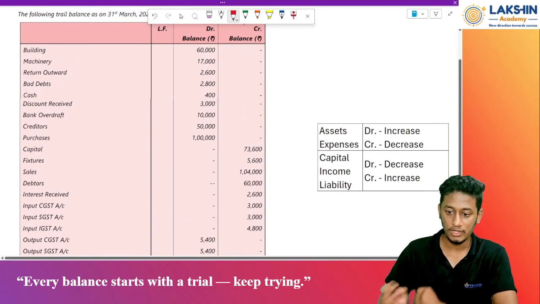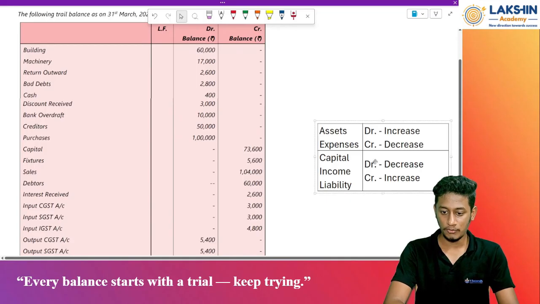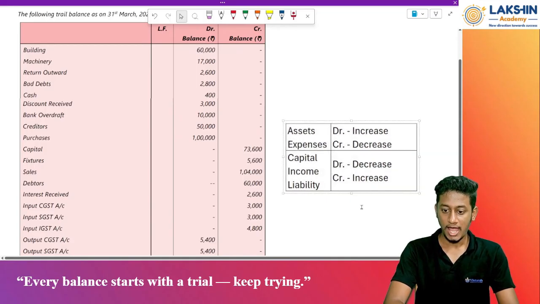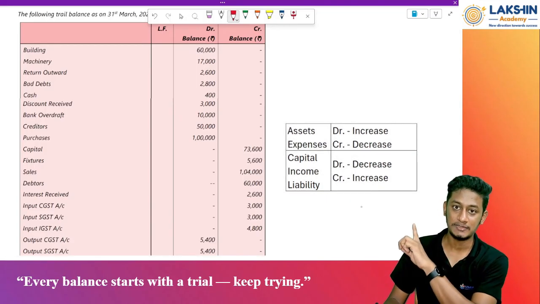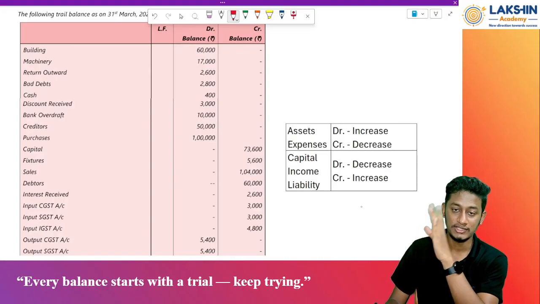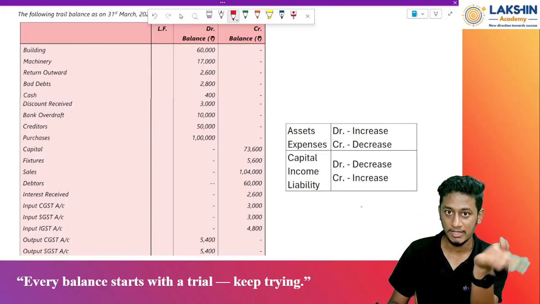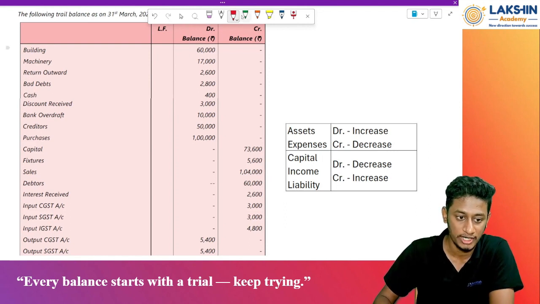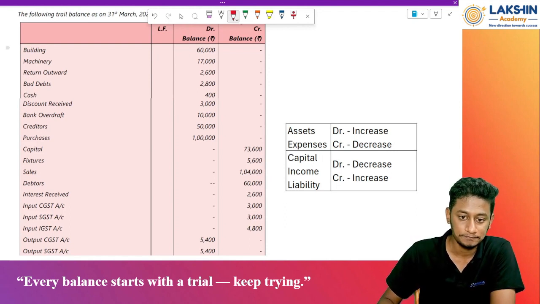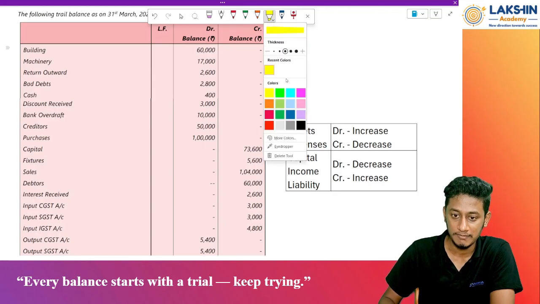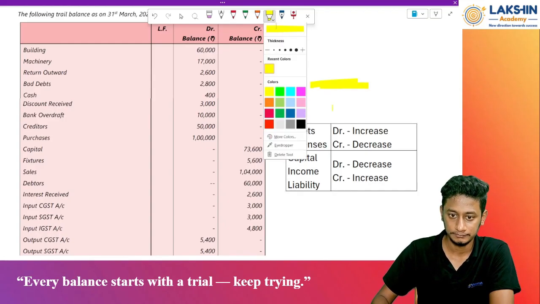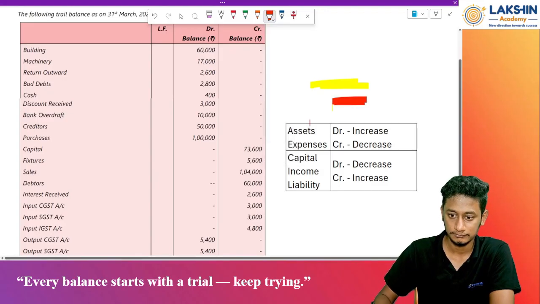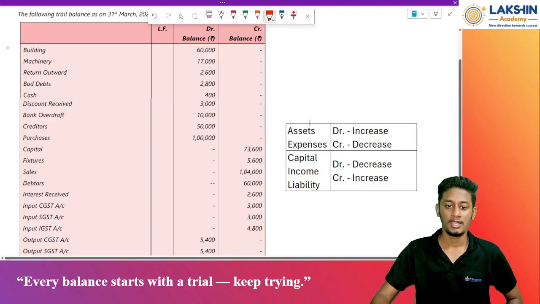Look at the rule. I have put the rule up over here, and we need to see whether the balances given as per this are correct or wrong. If it is wrong, just shift it to the other side. If it is debit, shift it to the credit side. If it's credit, shift it to the debit side. Okay, let's go on looking at it. So first of all, building. Let me mark it in a different color, in red.